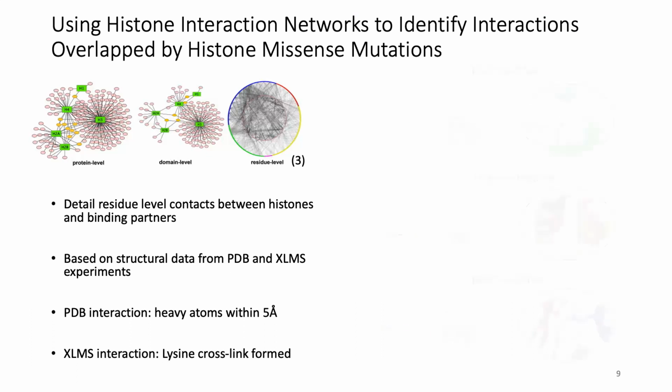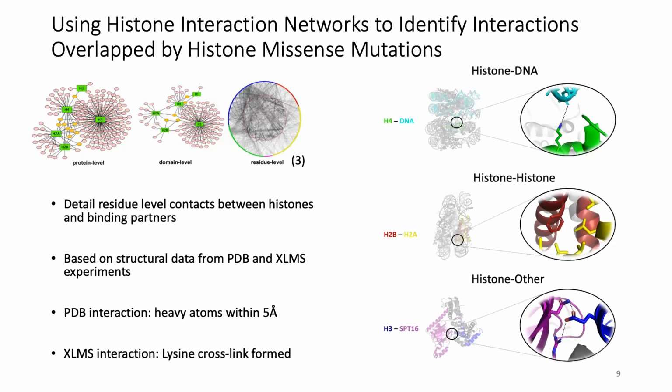And in the interactome, we've divided up the interactions into 3 different types. The first one being histone DNA interactions, the second being histone-histone interactions, and the third being histone other interactions, which are incredibly diverse. Basically, other partner refers to any protein that is not a histone.